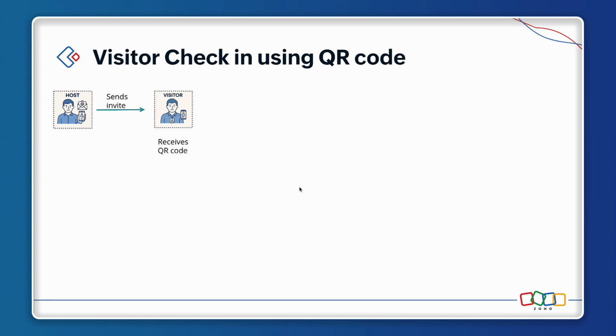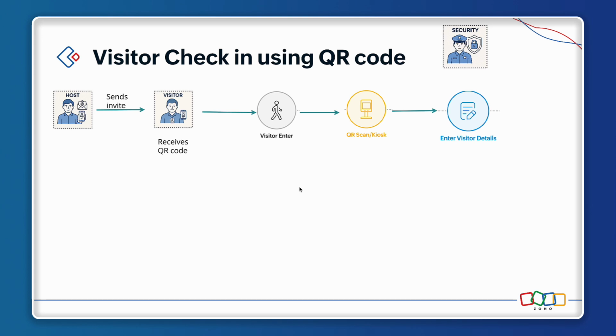Once the invite is sent to the visitor's email ID, they'll receive a QR code within their email. With this QR code, they'll enter the gate or the premises, and then the security in front of the gate, or the receptionist, will scan the QR code that the visitor received. Most of the details will be populated. Security will enter all other details and submit the information.